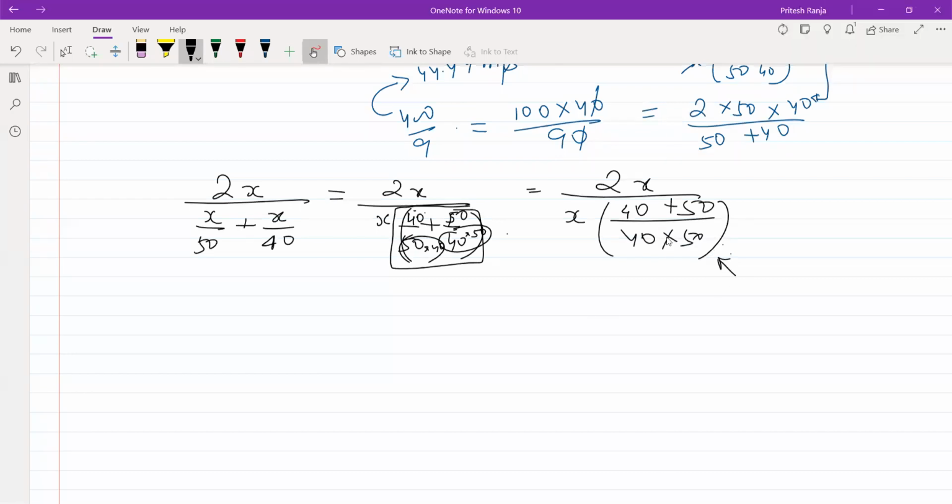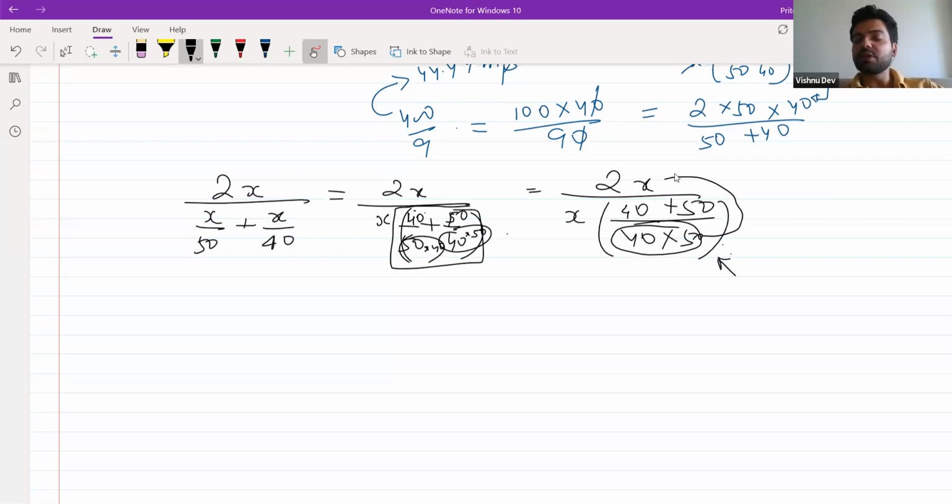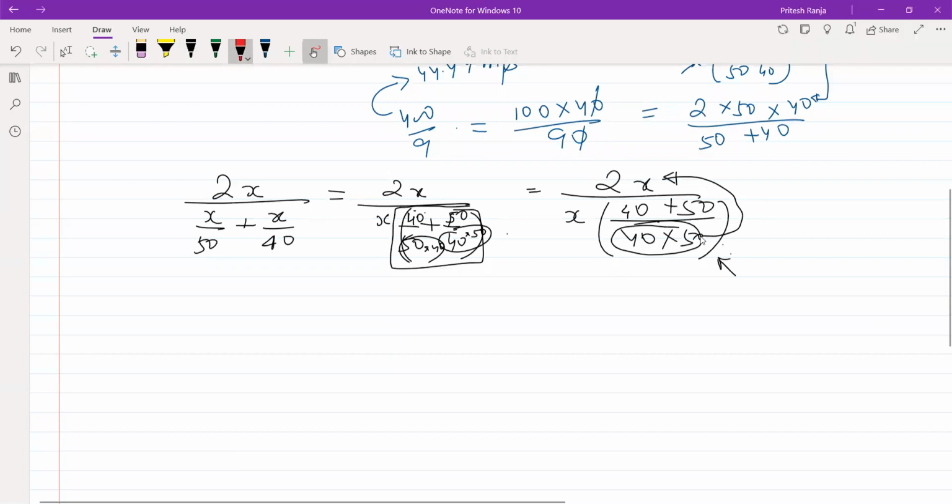Yes, sir. So this is the denominator. So now it will jump to the numerator. Is this understood? Or I'll tell you the explanation for this also. Sir, understood. Good. That's all.